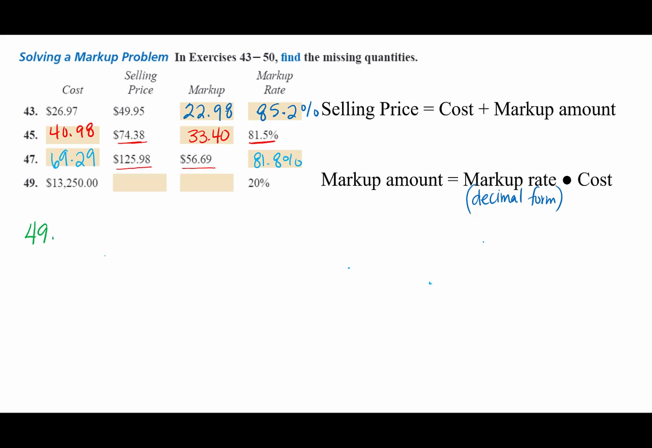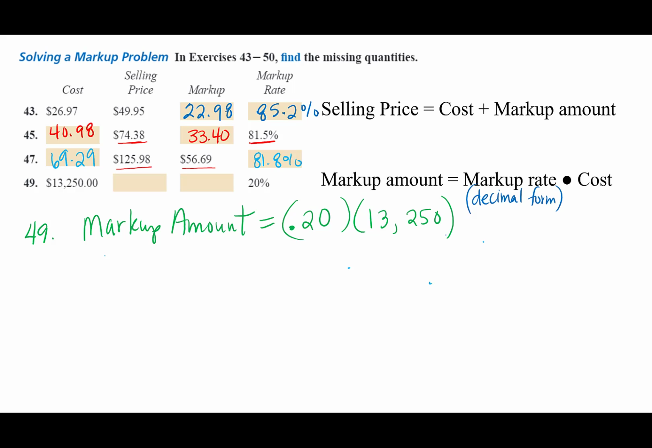So we need to know what 20% of that original cost is. The markup amount equals 0.20 times that original cost of $13,250. Go ahead and multiply those two numbers together on your calculator, and that will give you $2,650. That's the markup amount.